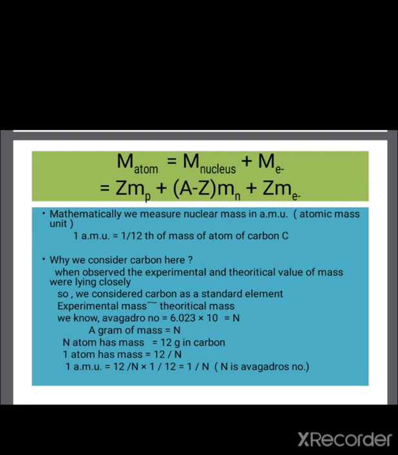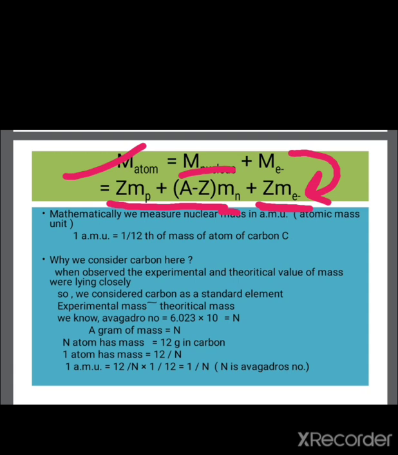So if we have to talk about the mass of atom, it will be mass of nucleus plus mass of electrons. And in the previous slide I have told that the mass of nucleus is given by this equation, Z times Mp plus (A minus Z) times Mn. So mass of electrons is given by Z times Me. Why have I written this Z times Me? Because if we have to talk about one electron, then we will write this Me only. But if there are Z number of electrons around the nucleus, then the total will be Z times Me.